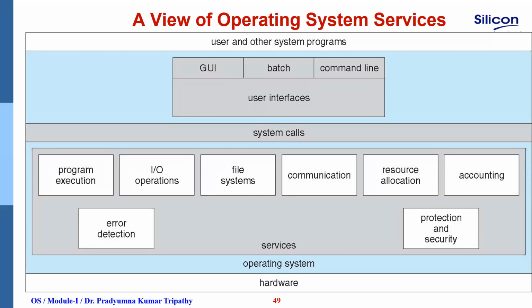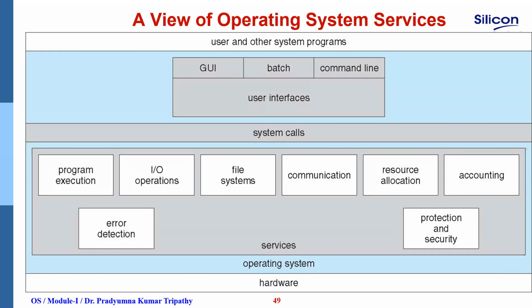Sir? Yes? So the user interface will get the service through a system call. It will invoke the system call and get the service. Then it will work in the hardware. Yes, correct. So a system call is like a mediator between the user interface and the services. If you want to avail a service, you have to invoke the corresponding system call.